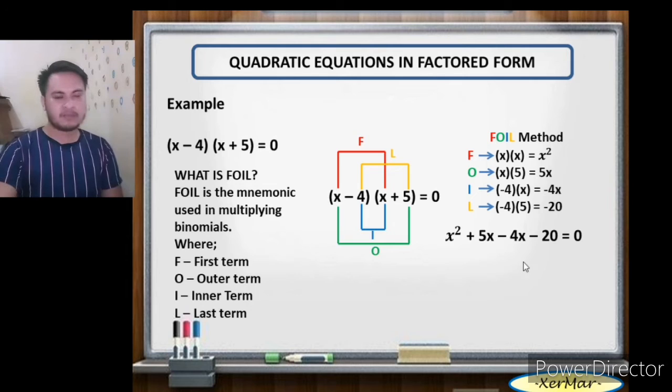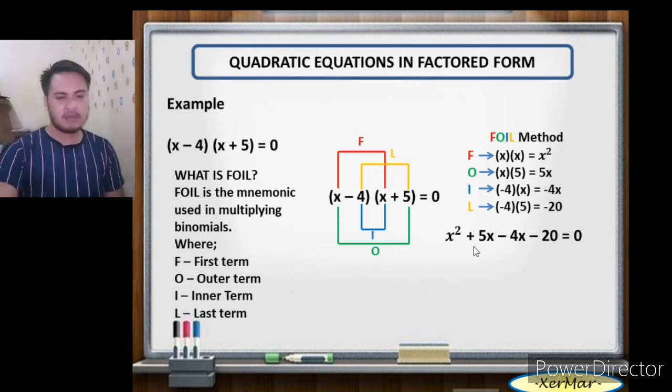So next, here in our equation, we have similar terms. So what are we going to do? So we will combine. The similar terms are positive 5x and negative 4x. Since our terms have different signs, we will subtract and copy the sign of the number with the higher absolute value. So our new equation is x squared plus x minus 20 equals 0.